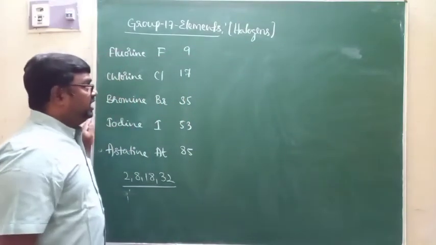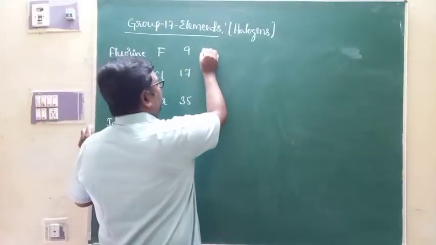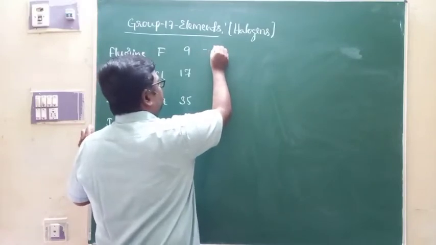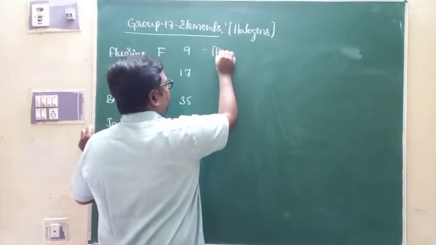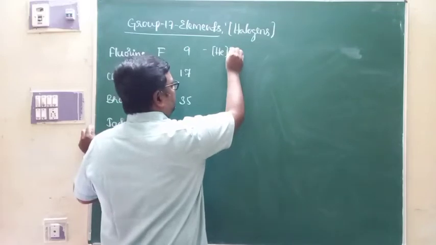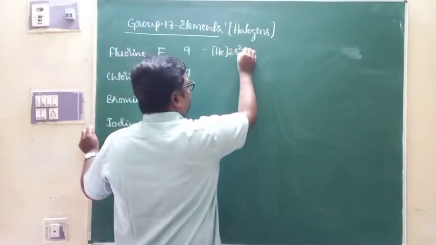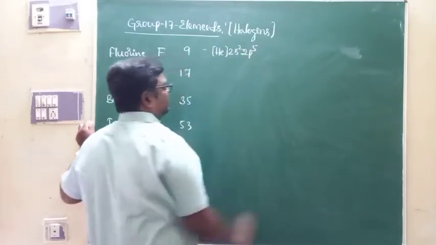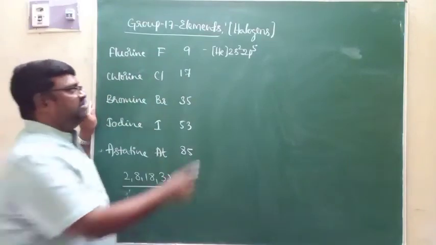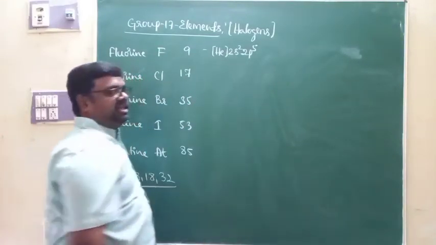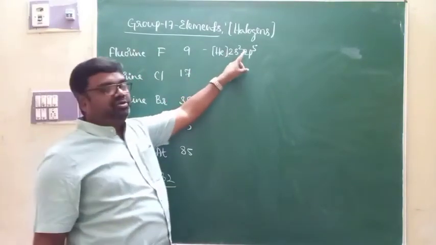You are supposed to write the electronic configuration. As far as fluorine is concerned, here it is the helium configuration, that accounts for 2 electrons. Then it will be 2s2 2p5. This is a total of 9 electrons. In the case of fluorine, we have 2s2 2p5.